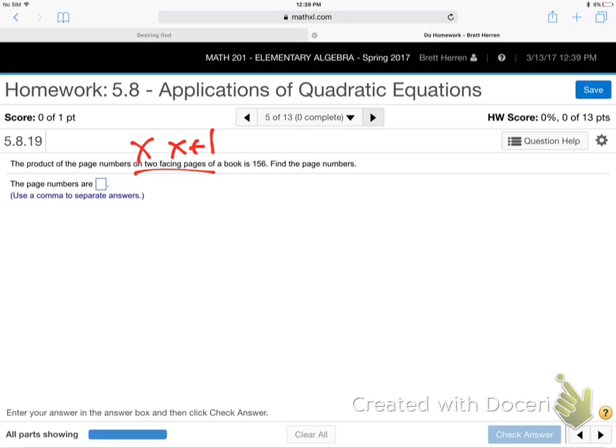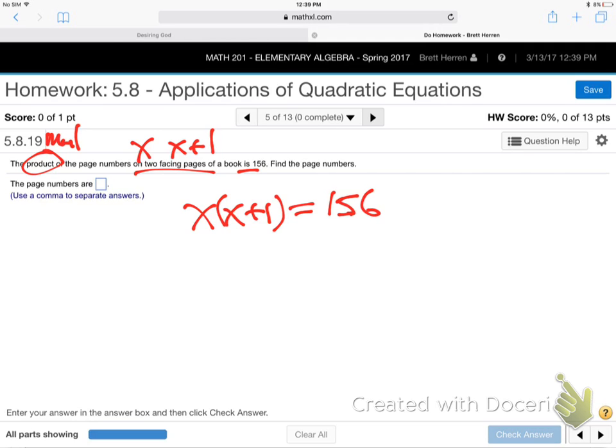Couldn't you do 2x plus 1 equals 156? No. Notice here it says product. What does product mean? Multiply. So one of these times the other is 156. Yeah, that's what they're saying. So product means multiply the x times the x plus 1. Why is it x and x plus 1? Because they're facing pages. One is one higher than the other. And remember what I told you? Always, one of them is x, and the other one is an x formula. So it'd be x times x plus 1 equals 156.